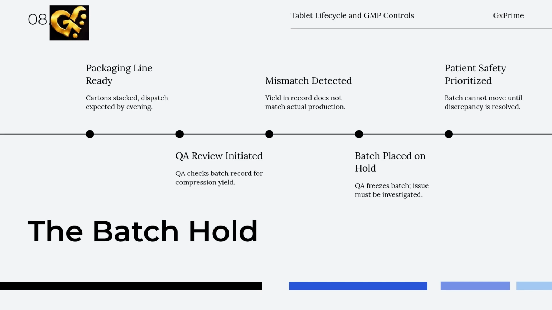The packaging line is prepared. Cartons are stacked, and dispatch is expected by evening. But during routine QA review, a discrepancy is identified. The compression yield recorded in the batch document does not match the actual production quantity. Immediately, the batch is placed on hold. No matter the production pressure, the batch cannot move forward until the issue is investigated and resolved. This is one of the most important GMP principles. Patient safety always comes before business urgency.